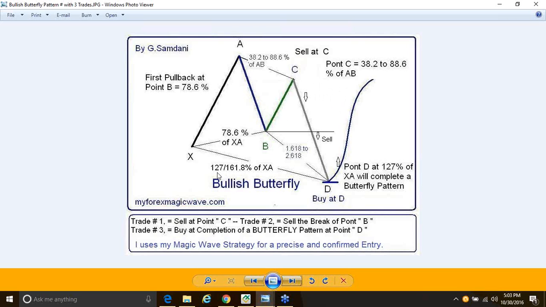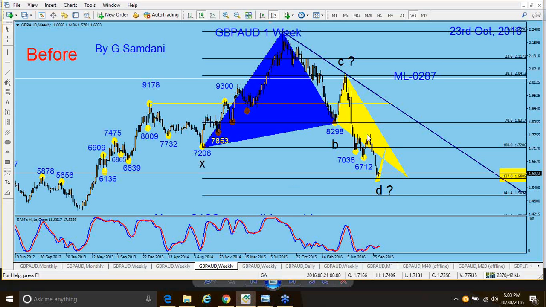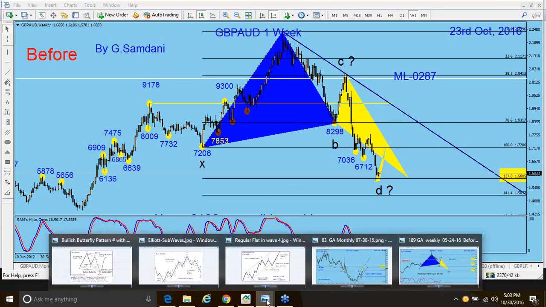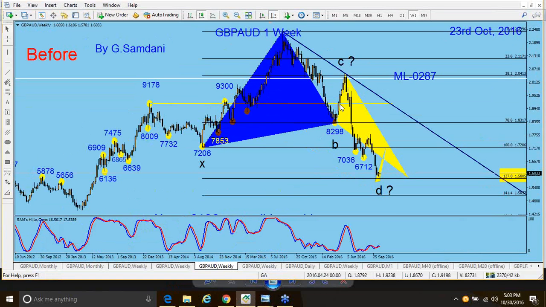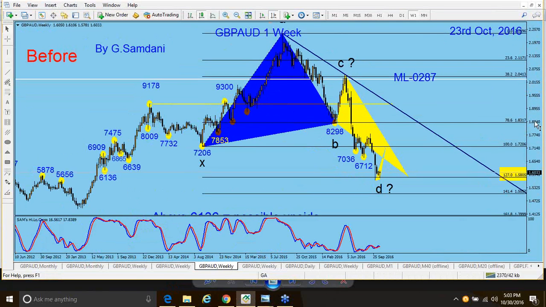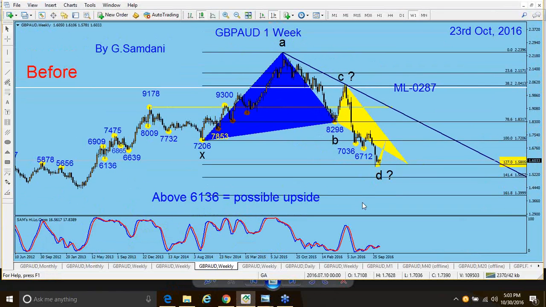The first level was the 127% extension of XA all the way down here. Right? And that is exactly what happened here. And the chart I showed you a long time ago ended up like this, straight down, no hanky panky.